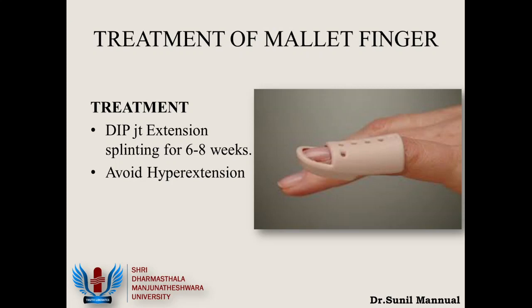The first class treatment for a mallet finger is to give a splint and to make the patient understand that the patient has to be compliant, and the treatment would be for 6 to 8 weeks.